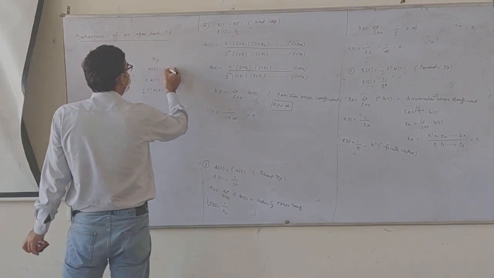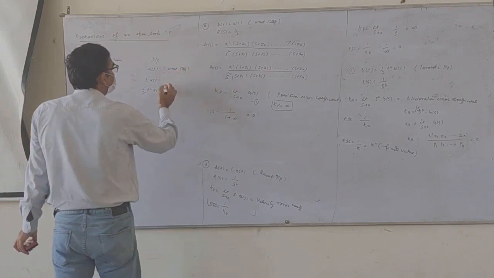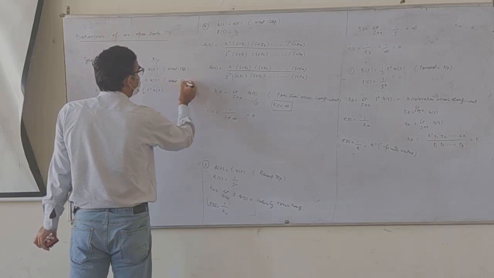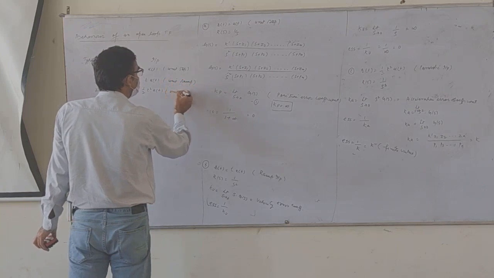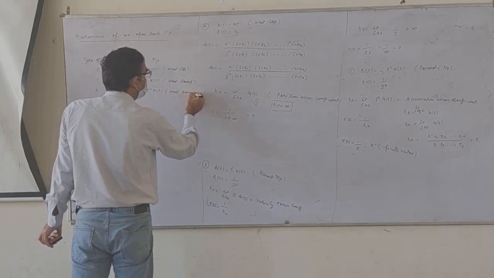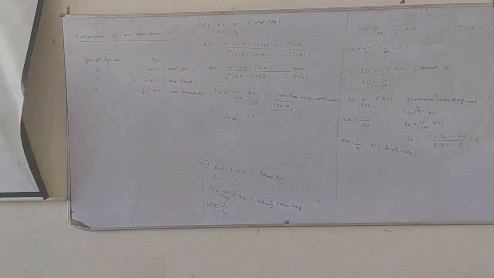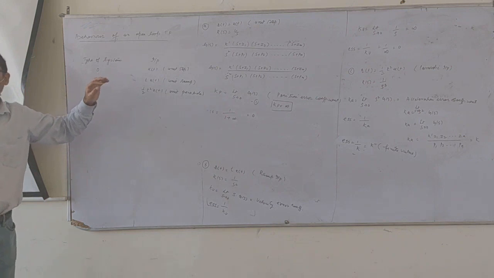So this clearly is unit step, also known as position input. This is unit ramp, also known as velocity input. This is unit parabola, also known as acceleration input. Now these are corresponding things. 0 corresponds to step input, 1 corresponds to this.